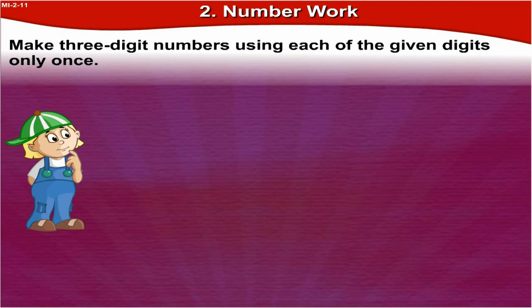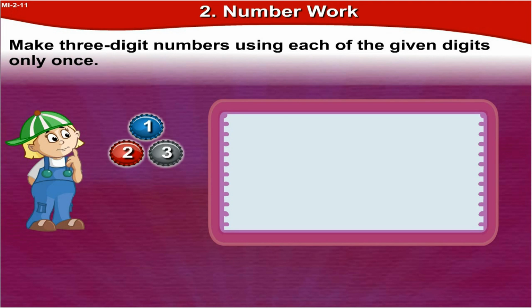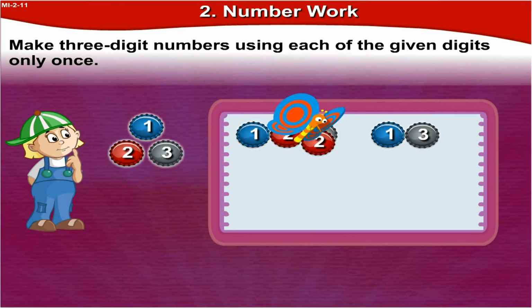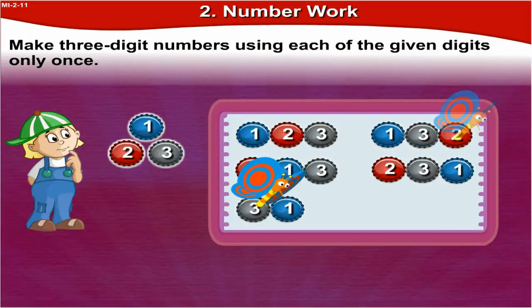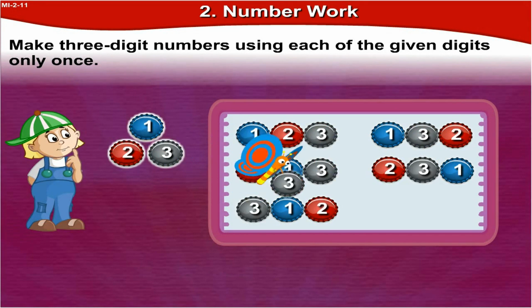Make 3-digit numbers using each of the given digits only once. Let us see the digits. They are 1, 2, 3. Now we need to make 3-digit numbers, but we need to use all the digits only once. So how many numbers can we make? 123. Then we can have 132. Can you suggest some more? You're right, 213 or 312. We can also have 321.